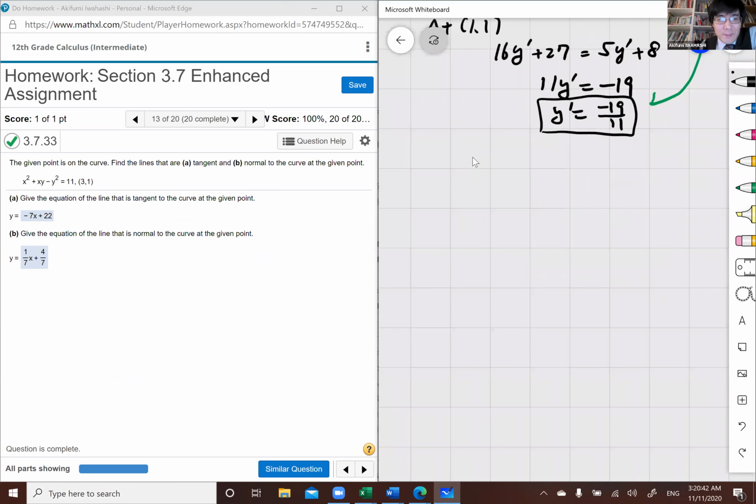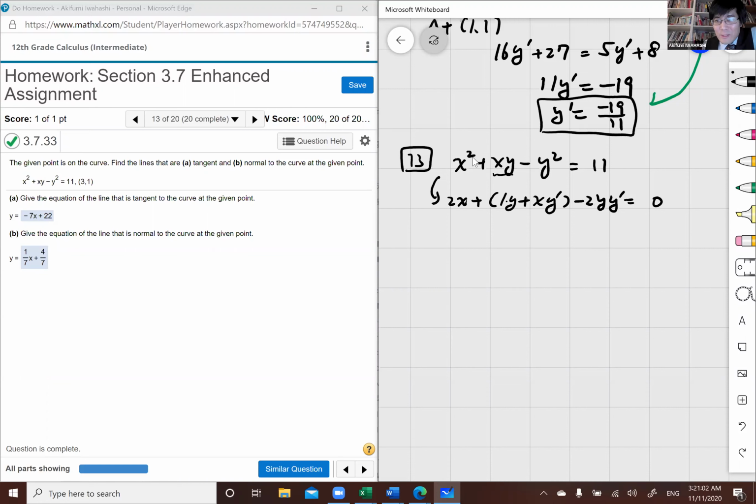Okay, so number 13 is x squared plus xy minus y squared. Remember, this is a product, which is 11. So first of all, differentiate. I'm gonna get 2x plus the derivative of the first times the second plus the first times the derivative of the second, minus 2y y dash is equal to the derivative of 11, which is 0. Okay, now I'm gonna plug in 3, 1 to find the slope of the tangent line at the given point. So x is 3, y is 1. So y dash plus 7 is equal to 0. So y dash is equal to -7, okay?